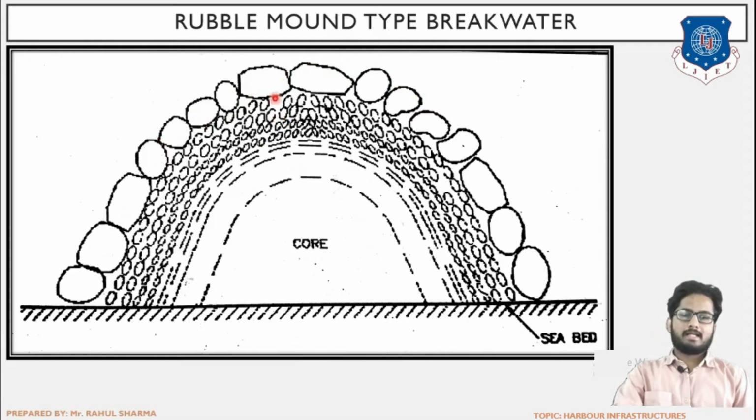Clear? Okay. Next is the intermediate layer, that is the small sized rubbles. They will provide a base layer for laying the topmost layer.